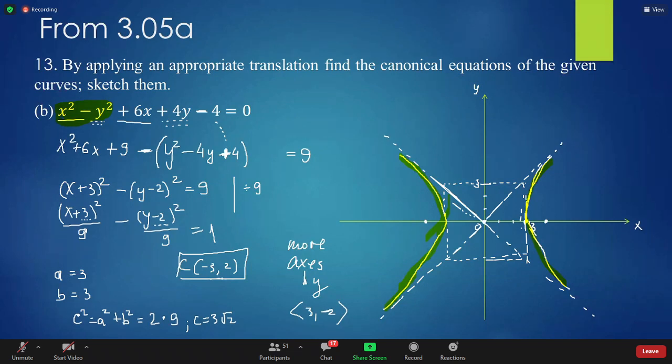So we move the axis 3 units to the right. This will be the new y-axis, and 2 units down, that would be somewhere here. So this will be the new x-axis, the new axis x prime. And this will be the new origin, O prime. So now I can understand how my hyperbola will actually lie.